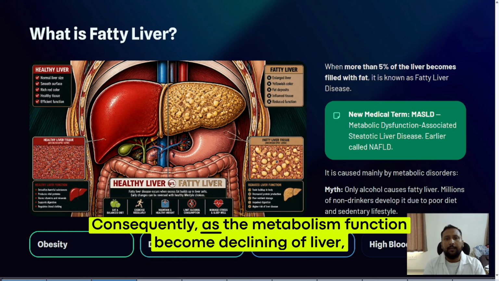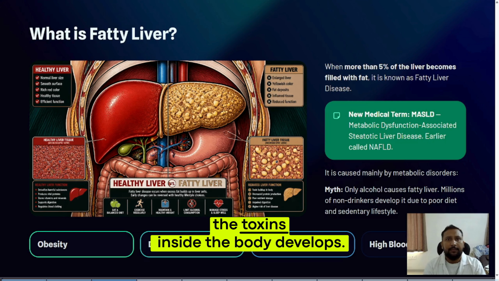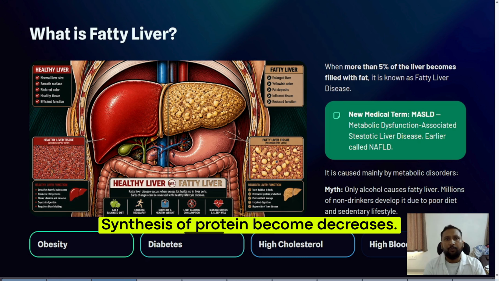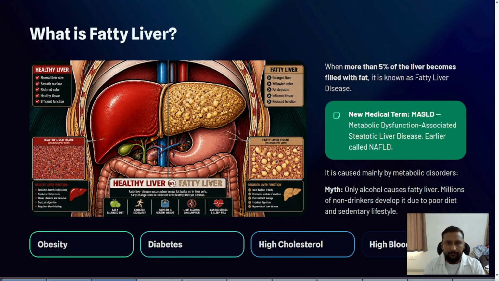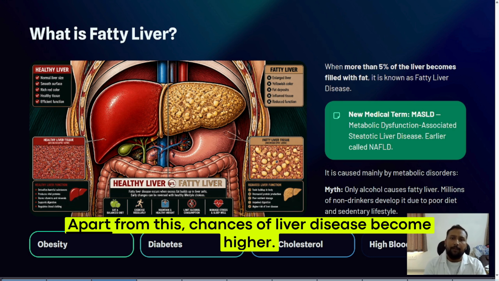Consequently, as the metabolic function of the liver declines, toxins develop inside the body. Synthesis of protein decreases. Nutrient storage capacity deteriorates. Apart from this, the chances of liver disease become higher.